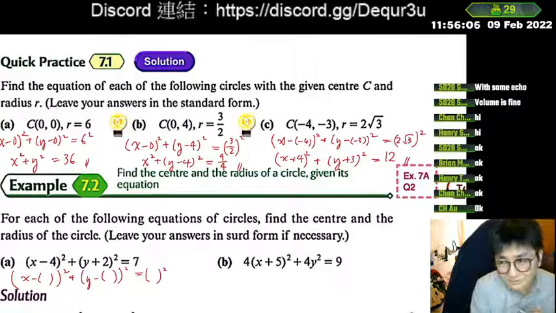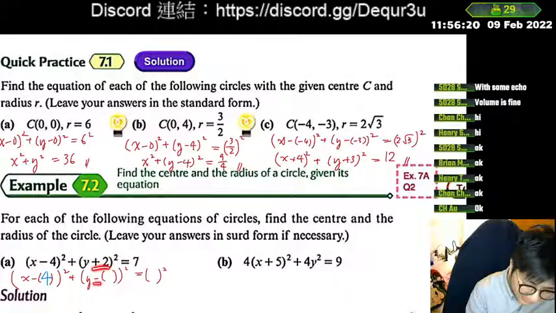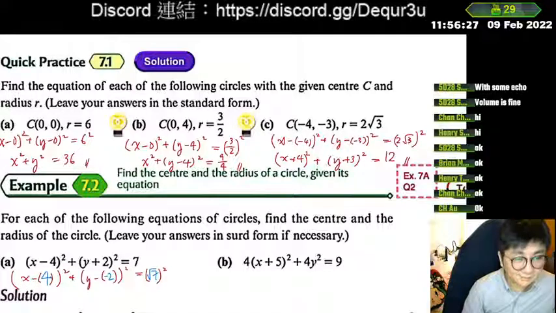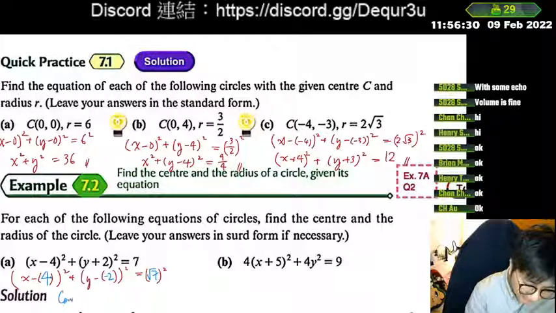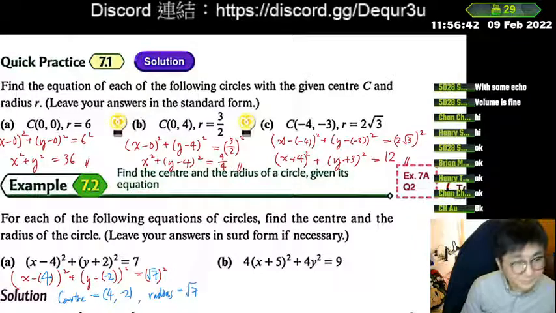Again, I think it is not really difficult, but the problem is sometimes we are not careful enough. It is just copy the 4 here, and then plus 2 will be minus negative 2, therefore it will be negative 2 here, and this 7 will be the square root of 7 squared. Therefore we can write down the center to be 4 and negative 2, while the radius will be square root of 7. So we can also directly write it down.